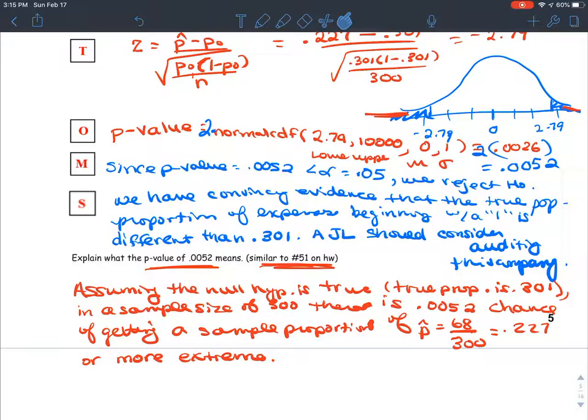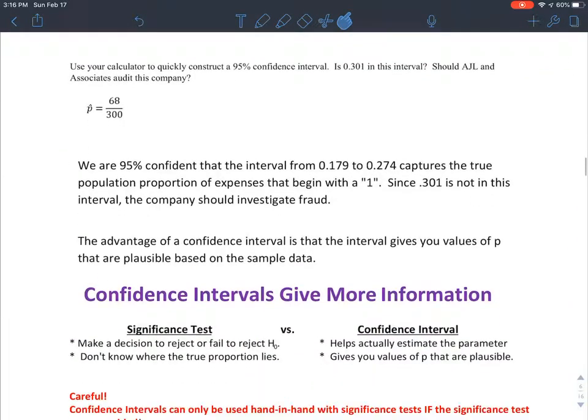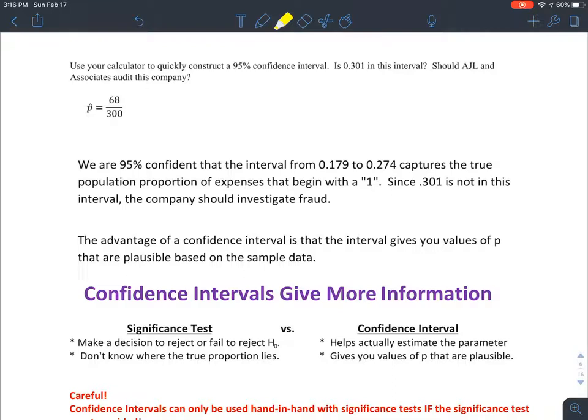Okay, all right, just the last thing I just want to look at here with you guys is on this next page, it references us now using our calculator to just really quickly construct a 95% confidence interval for this exact same problem, and wanted us to check to see, is 0.301 actually in this interval? Is that 30.1% in the interval? Okay, so here's the data we need. If you recall, and you're just going to do this on your calculator here. This would be called a 1 proportion z int, because we're doing a confidence interval.